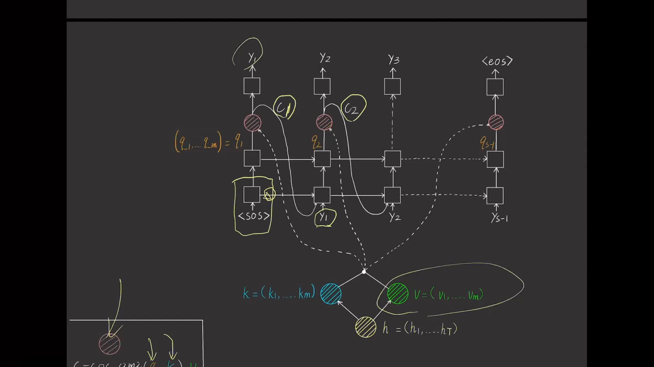Can you repeat what is query here? Query is nothing special. It's just the hidden state of your LSTM, right? This is your first cell, right? The first cell will have an output, which is the hidden state of this cell. This is not the output, which should be the second hidden state of your LSTM.